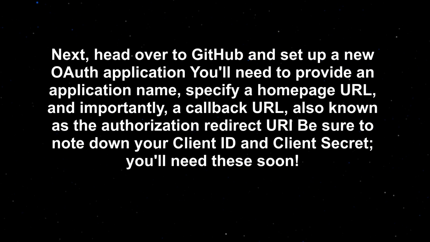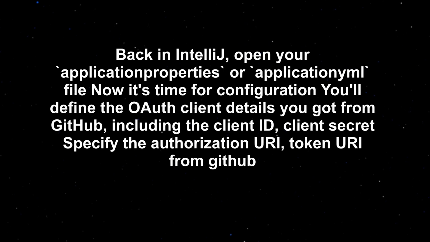Next, head over to GitHub and set up a new OAuth application. You'll need to provide an application name, specify a homepage URL, and importantly, a callback URL, also known as the authorization redirect URI. Be sure to note down your client ID and client secret. You'll need these soon. Back in IntelliJ, open your application.properties or application.yml file.